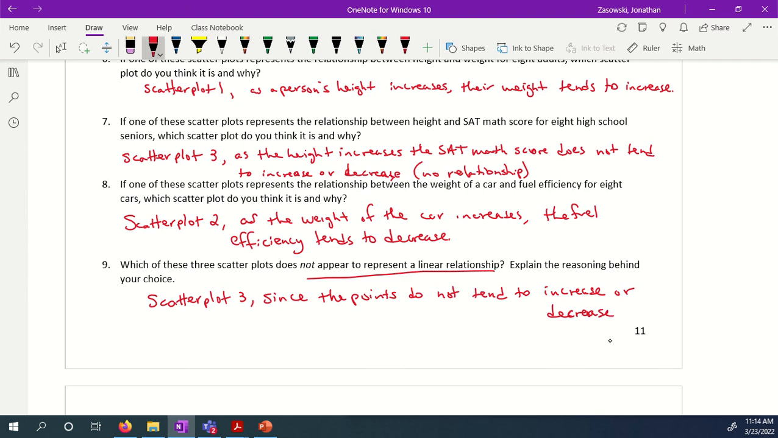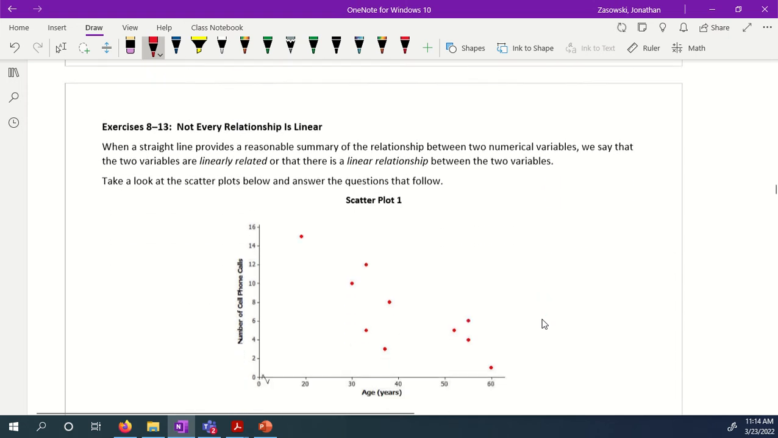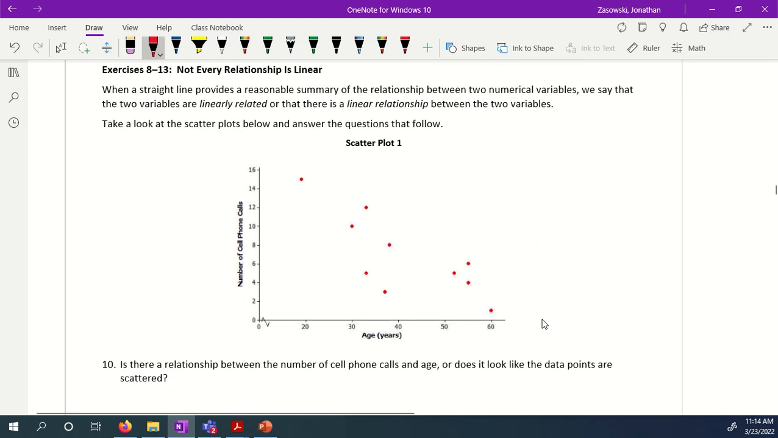D-E-C-R-E-A-S-E, decrease. Okay? All right. So exercises 8 to 13 here, same kind of concept, except we're going to notice that not all points are going to form a line.